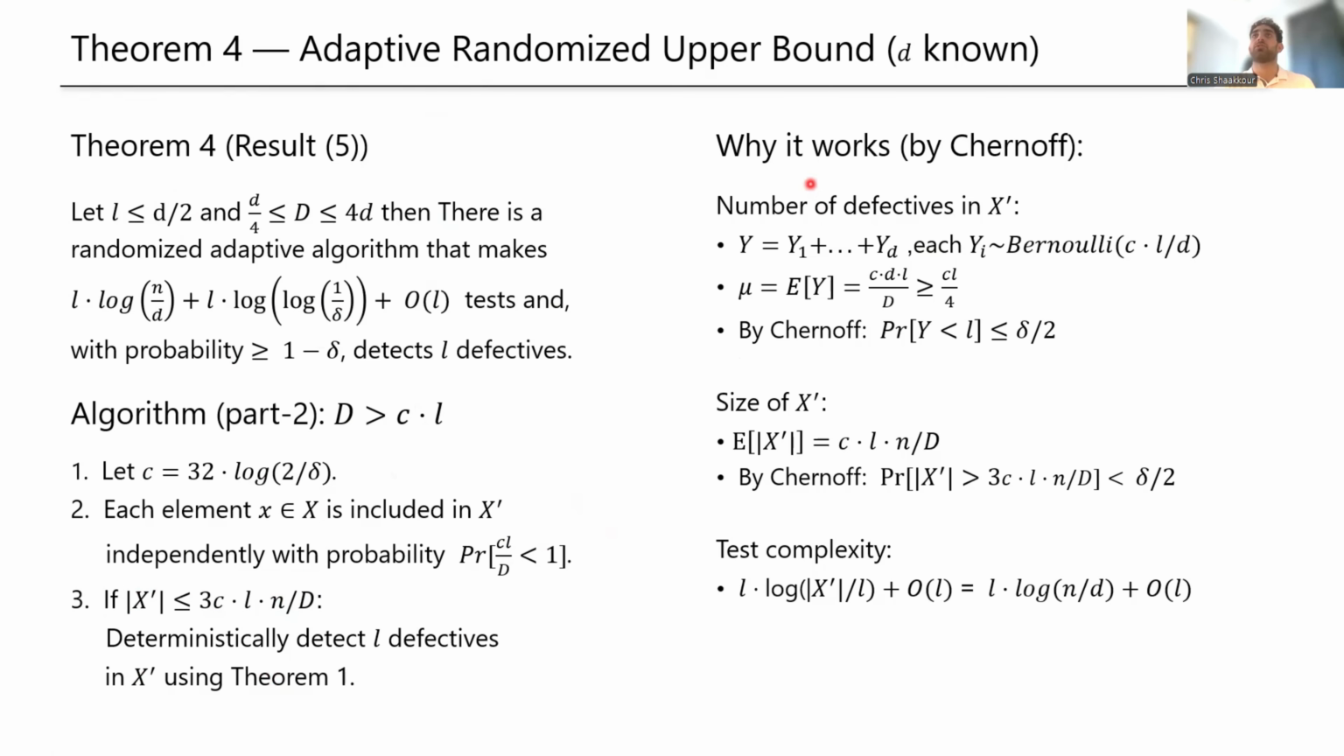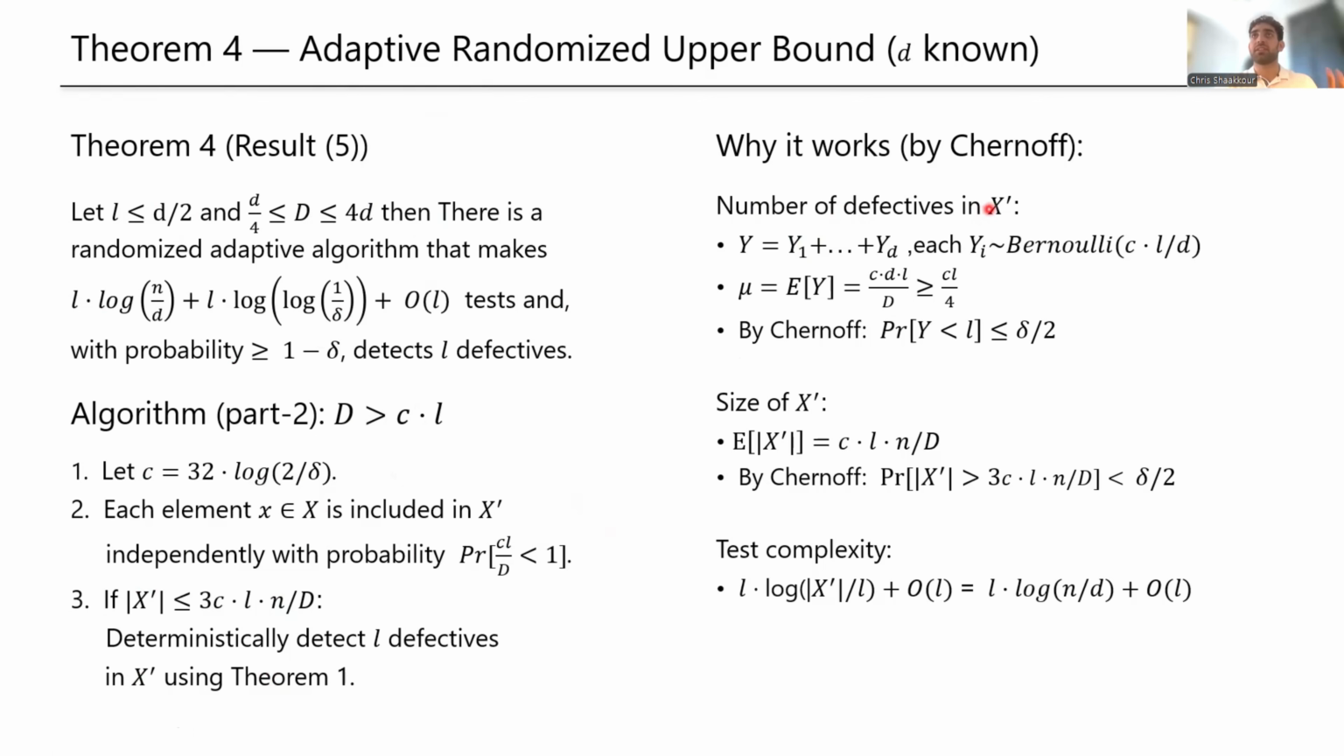And we're going to be using here the Chernoff bounds. So let's say it like this, number of defectives in X prime. So X prime, we have to define a new number, which is Y, the sum of all the indicators Yi, which are Bernoulli. Each Yi is basically an indicator that returns 1 if the ith defective item is present in X prime, okay?